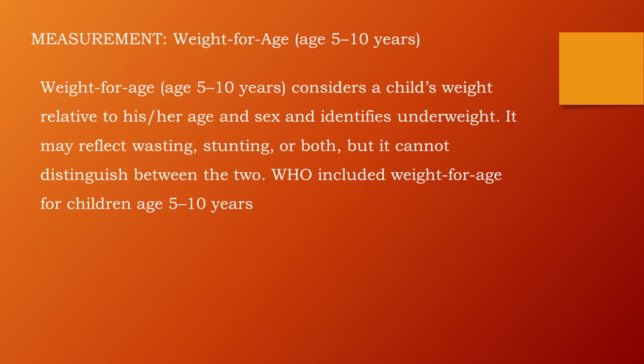So, weight for age, what does it do? It helps to compare the weight related to age. When you say that a child is underweight, you may find the child is wasted, you may find the child is stunted, or you may find both, a stunted child with wasting muscle, and that has reflected in the weight of the child.